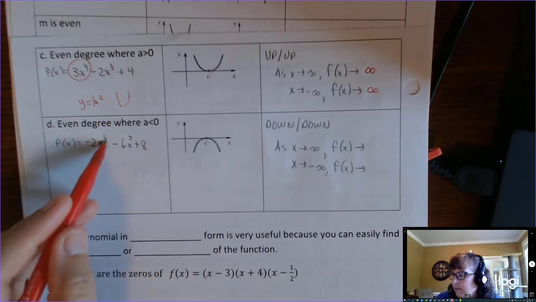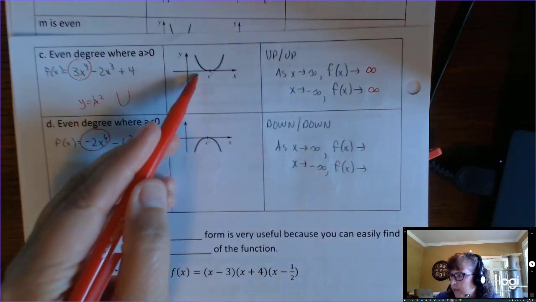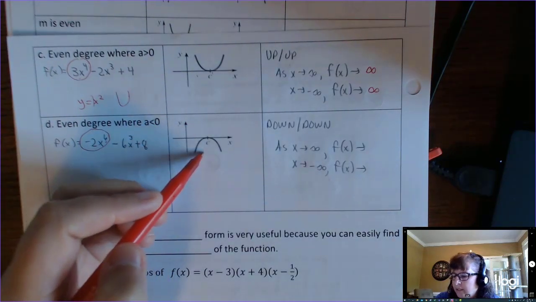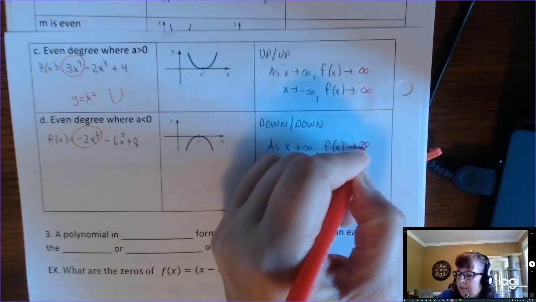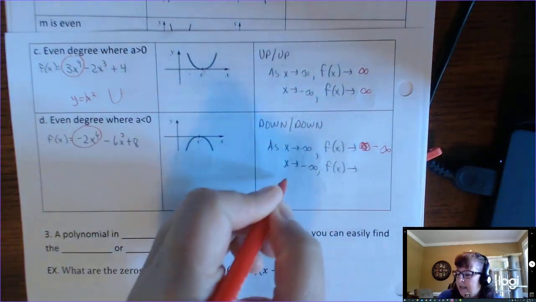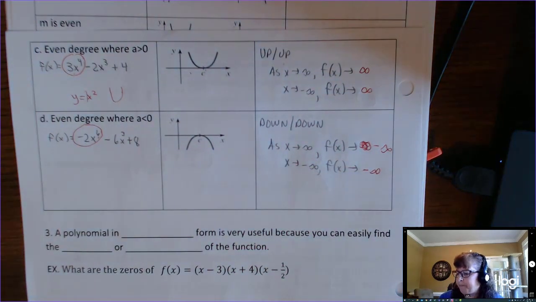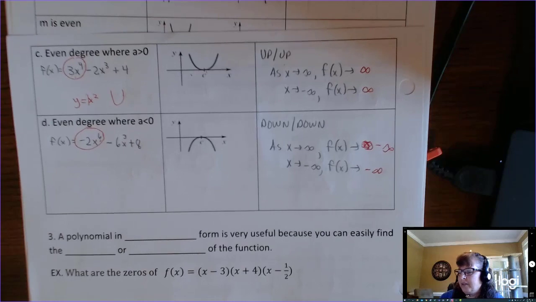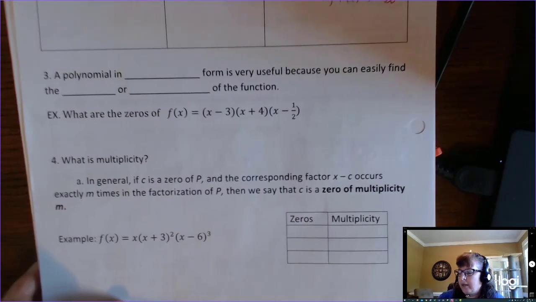If we have an even degree like this 6 exponent, but a is negative, it's going to flip that from up to down. So as x goes to infinity, y goes to negative infinity, and as x goes to negative infinity, y goes to negative infinity as well. So that's just a review, and that can help you check your work as we write the equation of the polynomial.